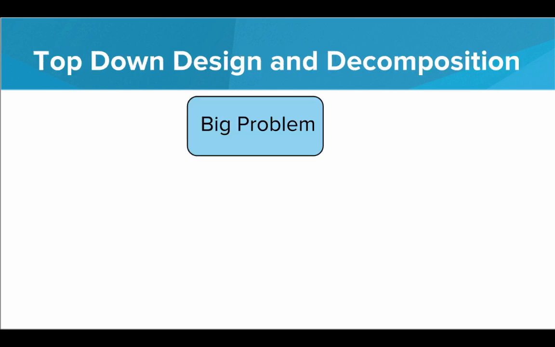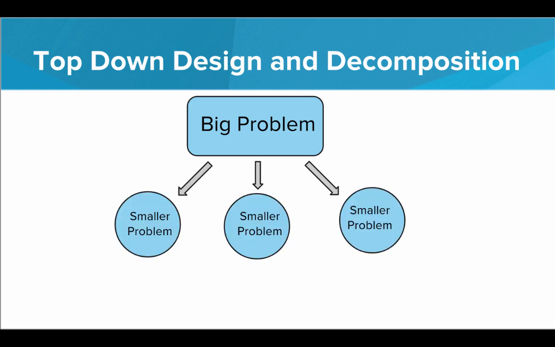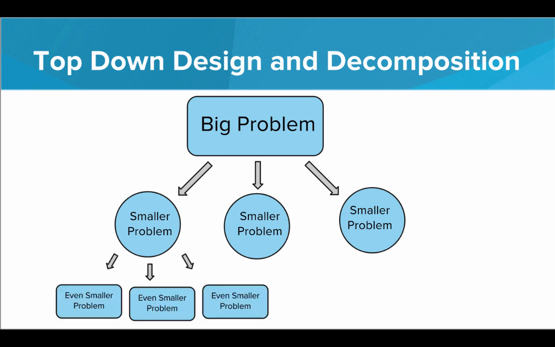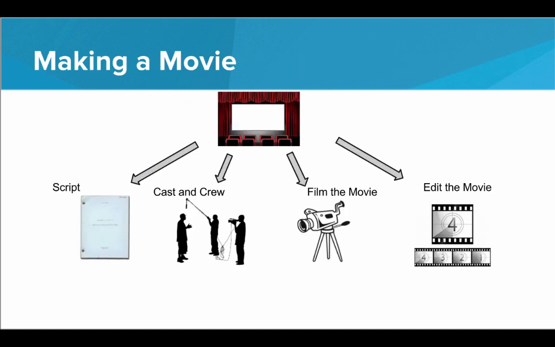So the idea with top-down design is we take a big problem and we break that big problem down into several smaller problems. And then for each of those smaller problems, we break those down into even smaller problems. And we keep breaking these problems down until eventually we get to a point where we have something as simple as moving and turning left. So even though we start with this big problem that might seem complicated, by breaking the problem down into smaller problems and solving each of these smaller problems, we make our program much more manageable and the solutions much more clear. So for example, say we're making a movie.